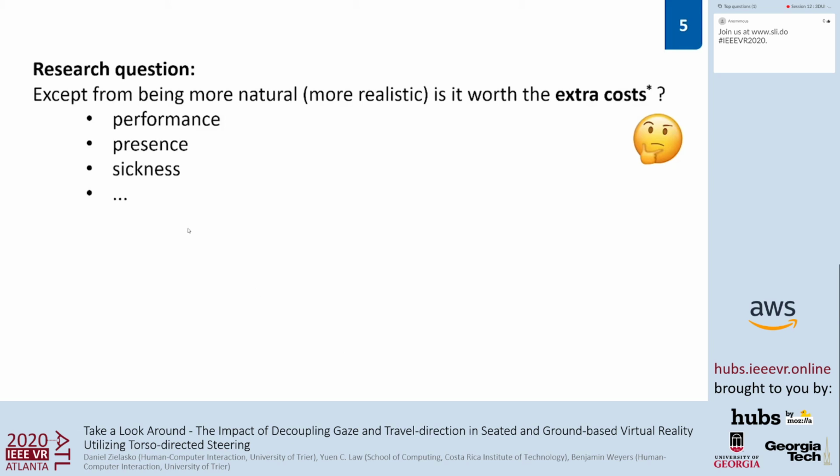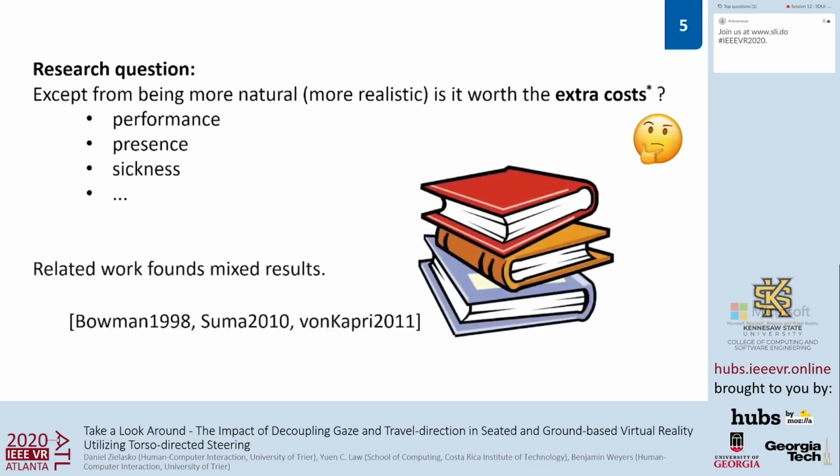First, we try to answer if there are actually benefits, for instance on performance, presence or cyber sickness, and if there are, how do they look? When asking the literature, there is work from Bowman, Zoomer and von Capri tackling this question, but their research focus usually was another, and thus they found mixed results.